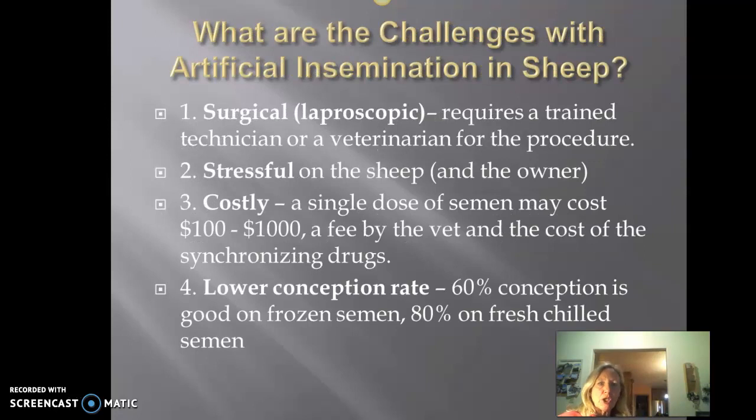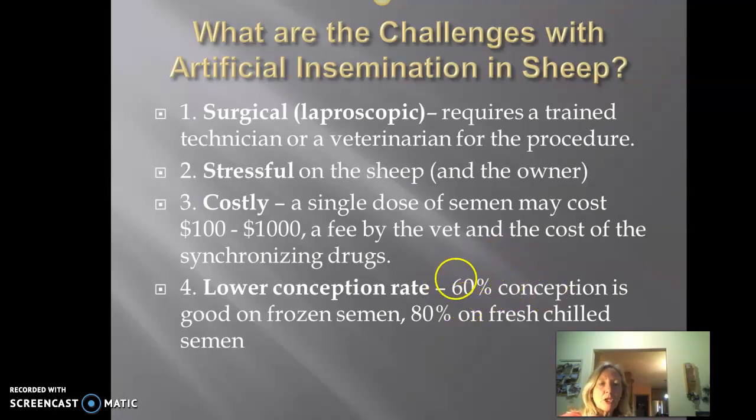The challenges with sheep and artificial insemination are much greater and different than in beef cattle or dairy cattle. With sheep, we are still using a laparoscopic method, which basically means it's surgery. We put the sheep to sleep or knock them out, and we have to use a veterinarian or a highly trained technician. It is stressful on the sheep, stressful on the owner too.